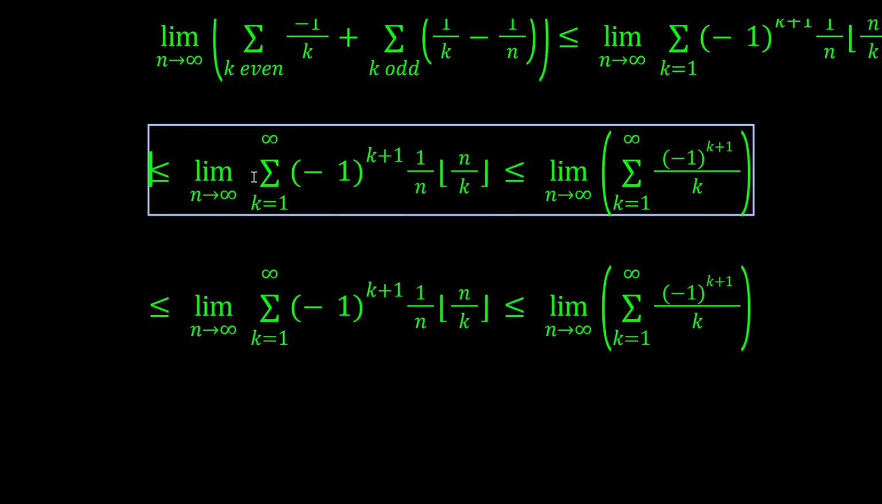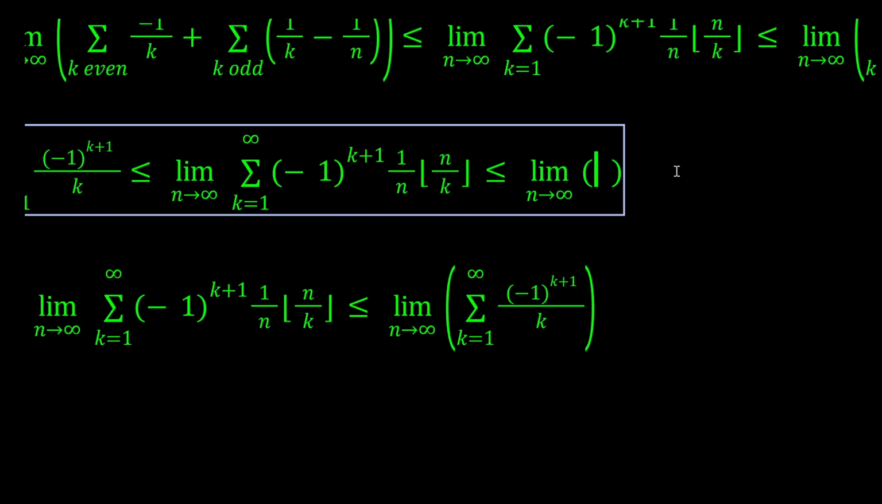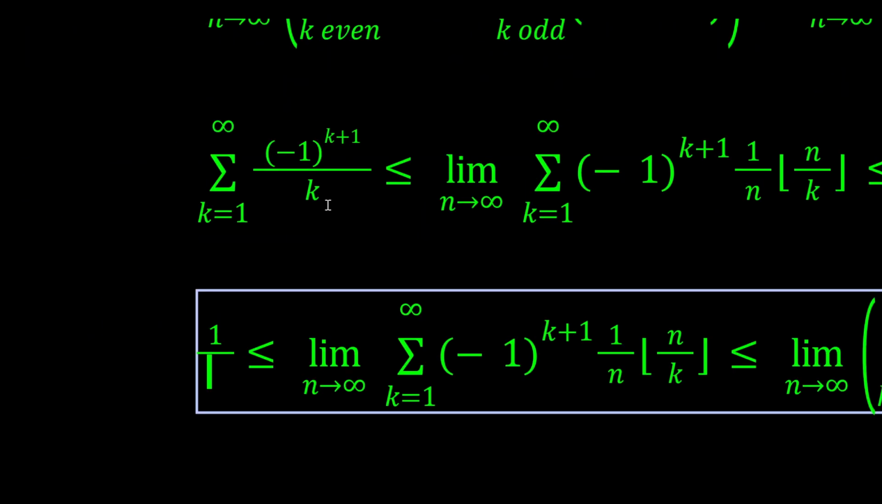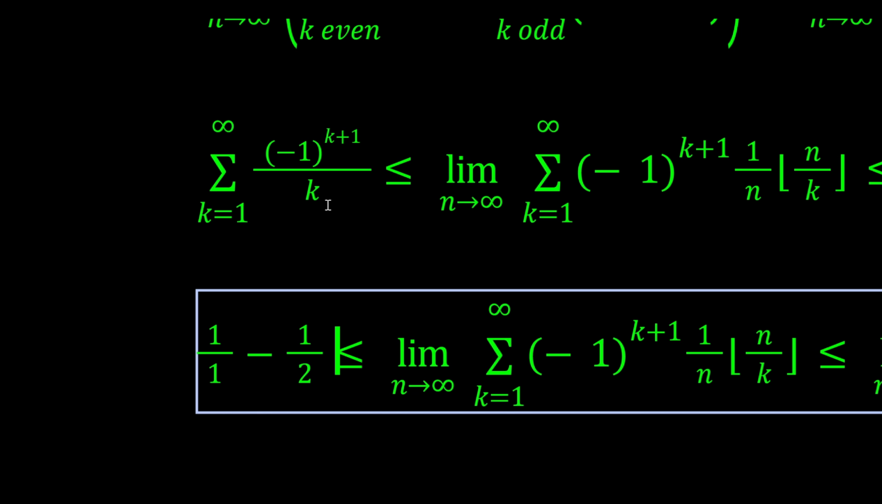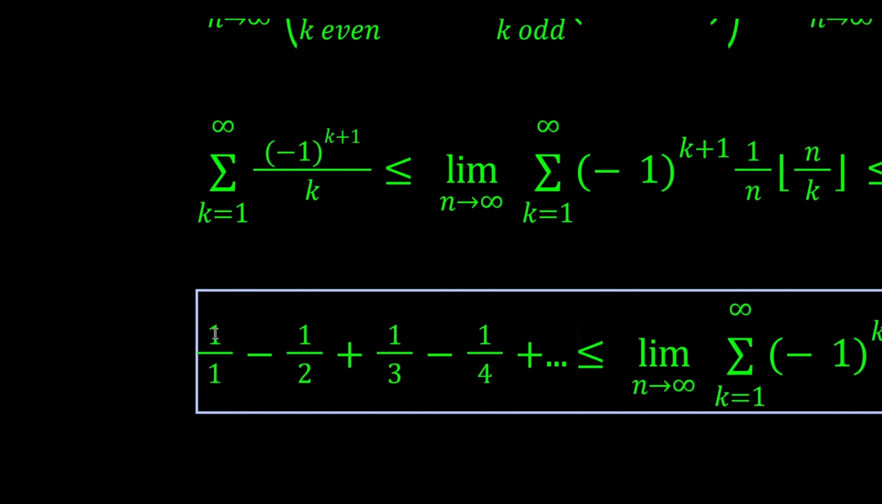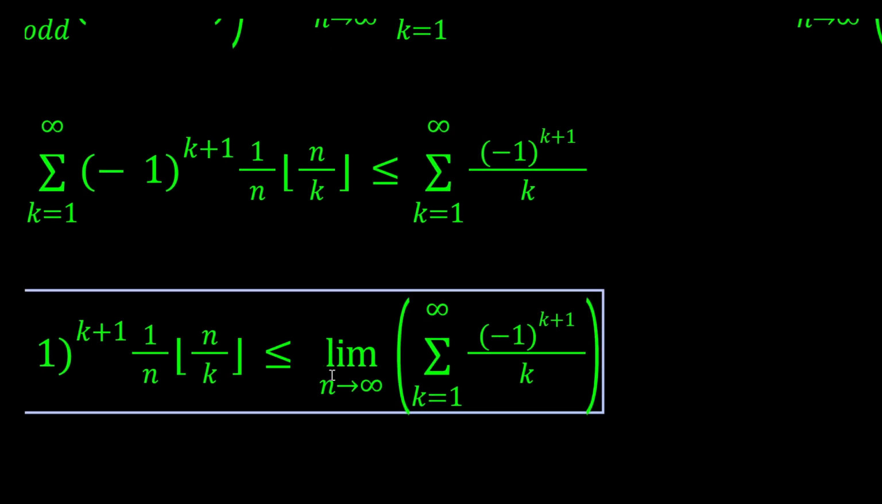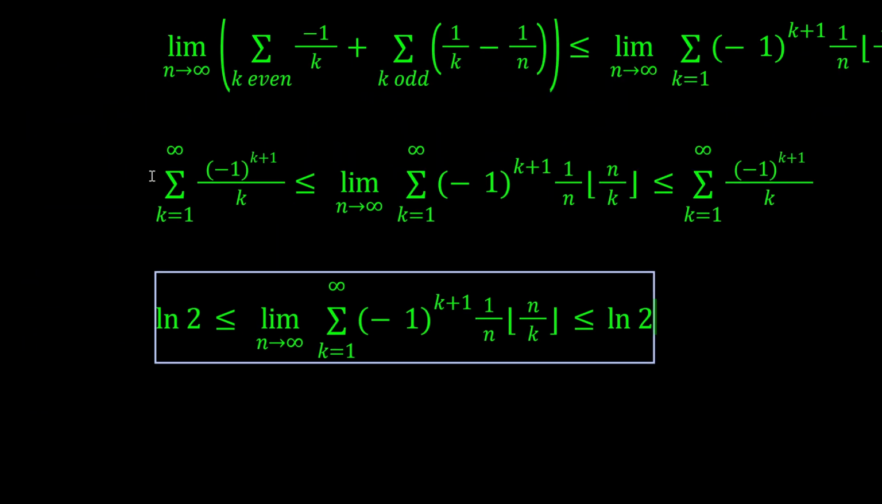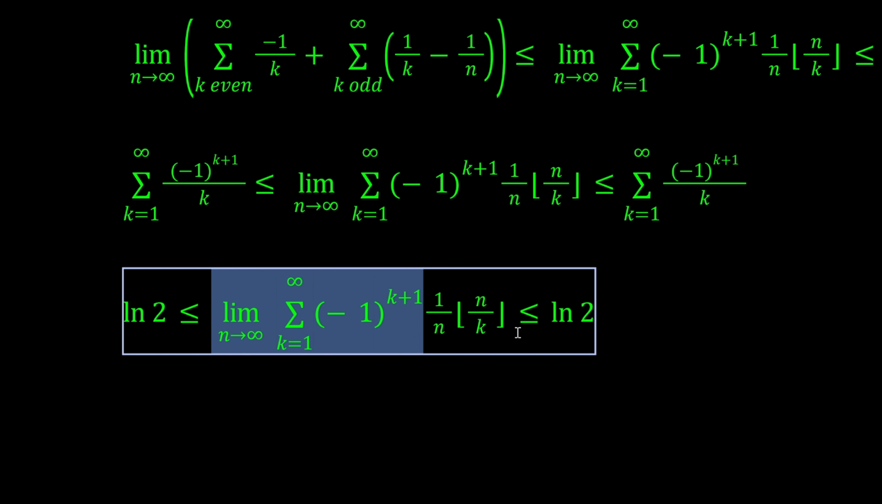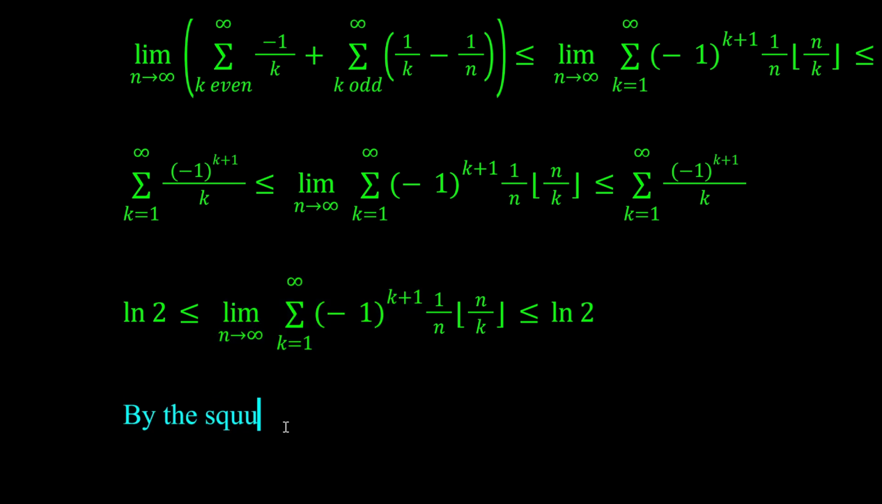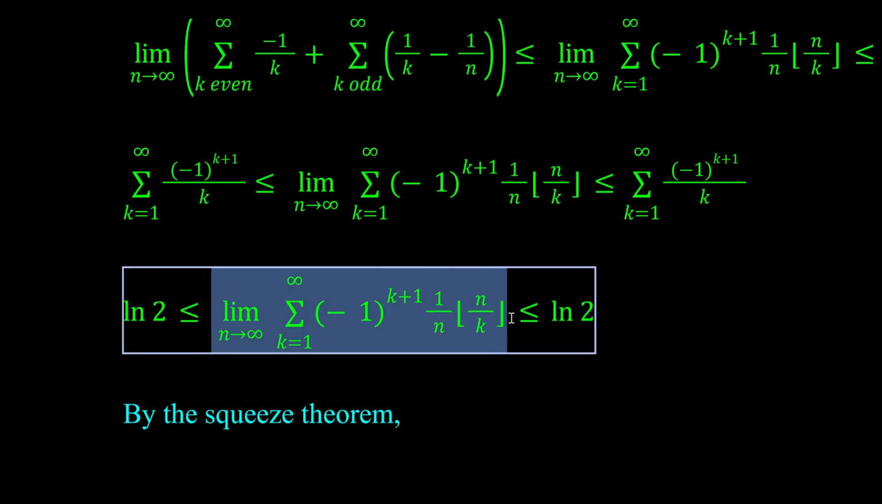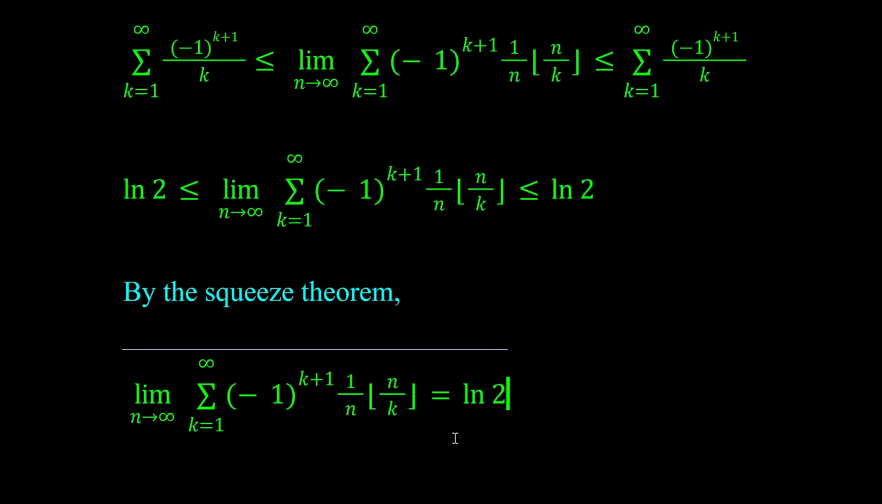Now we just need to find this sum. So if you write out the terms, it looks something like this. This is pretty cool. This is the alternating harmonic series, which of course converges to log 2. And the right hand side is the exact same, so we have our squeeze theorem. So by the squeeze theorem, this limit is just going to be what? Log 2. Wow, that's crazy.